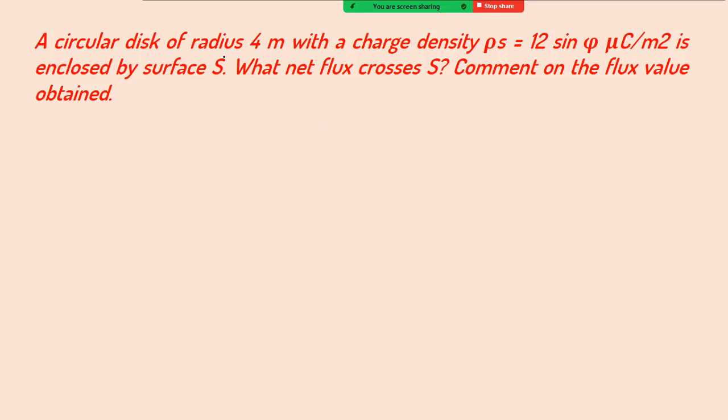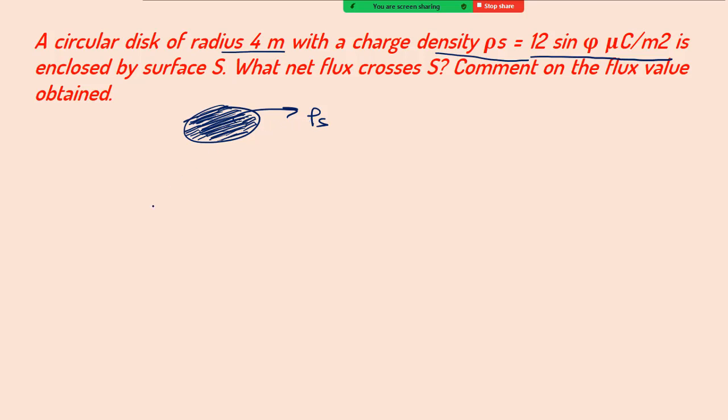Next, a circular disc of radius 4 meters with a charge density rho s equal to 12 sin phi microcoulombs per meter square. Circular disc means already in module 1 we have taken the electric field calculation due to the circular disc. At that time we used rho s only, because a circular disc is a surface, not a ring. A circular ring is different from a circular disc. A circular disc has surface charge density, a circular ring has line charge density.